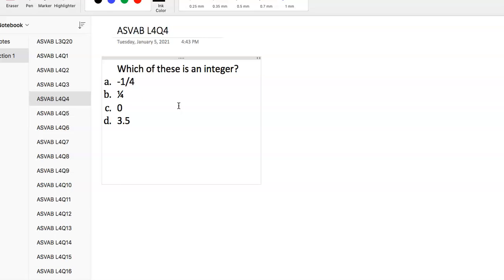Okay, which of these is an integer? So when you're thinking about integer questions, just like for this especially, which one is an integer, your thought process is that an integer is a whole number. Okay, so anything that's like a fraction or a decimal is not an integer. So negative 1/4, no. 1/4, no, those are both fractions. 3.5, that's a decimal. 0 is an integer.